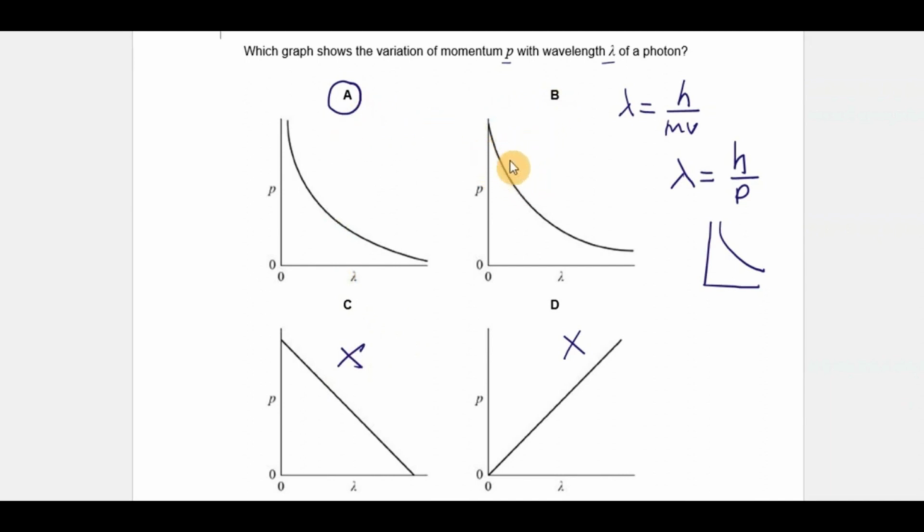The problem with B, this shows that if the wavelength was 0, there would be a maximum value for momentum. Well, that's not true. If we divide the Planck constant by 0, then the wavelength is going to tend towards 0, as shown by A.